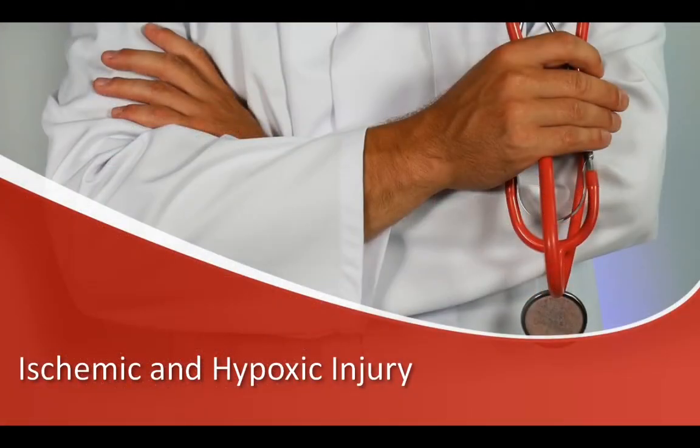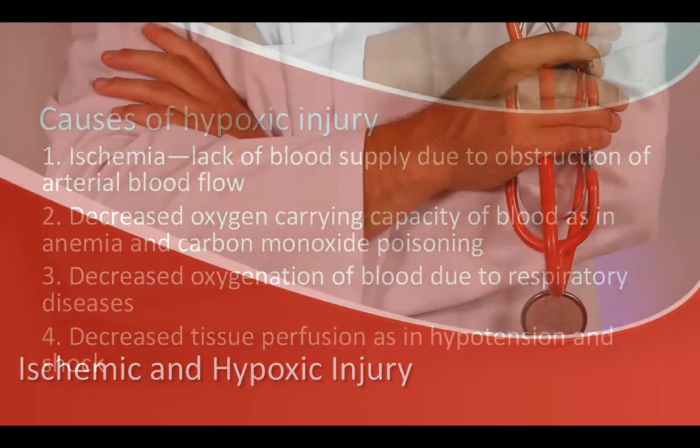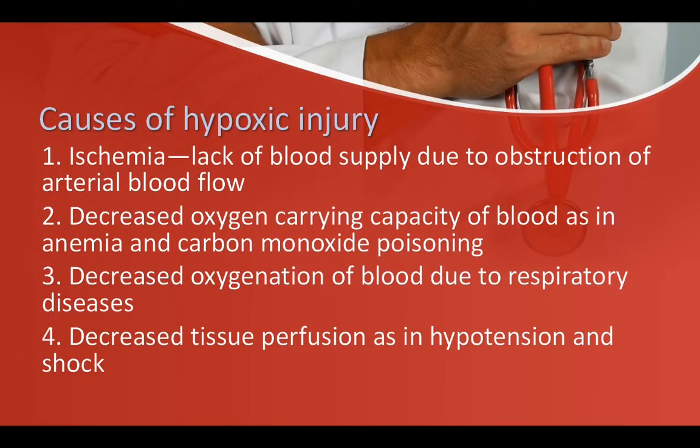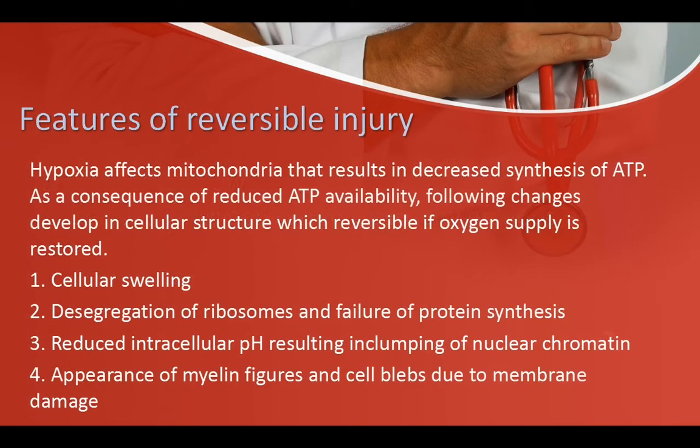So, today our topic is ischemic and hypoxic injury. Causes of hypoxic injury. Number 1. Ischemia, lack of blood supply due to obstruction of arterial blood flow. Number 2. Decreased oxygen carrying capacity of blood as in anemia and carbon monoxide poisoning. Number 3. Decreased oxygenation of blood due to respiratory diseases. And, number 4. Decreased tissue perfusion as in hypotension and shock.